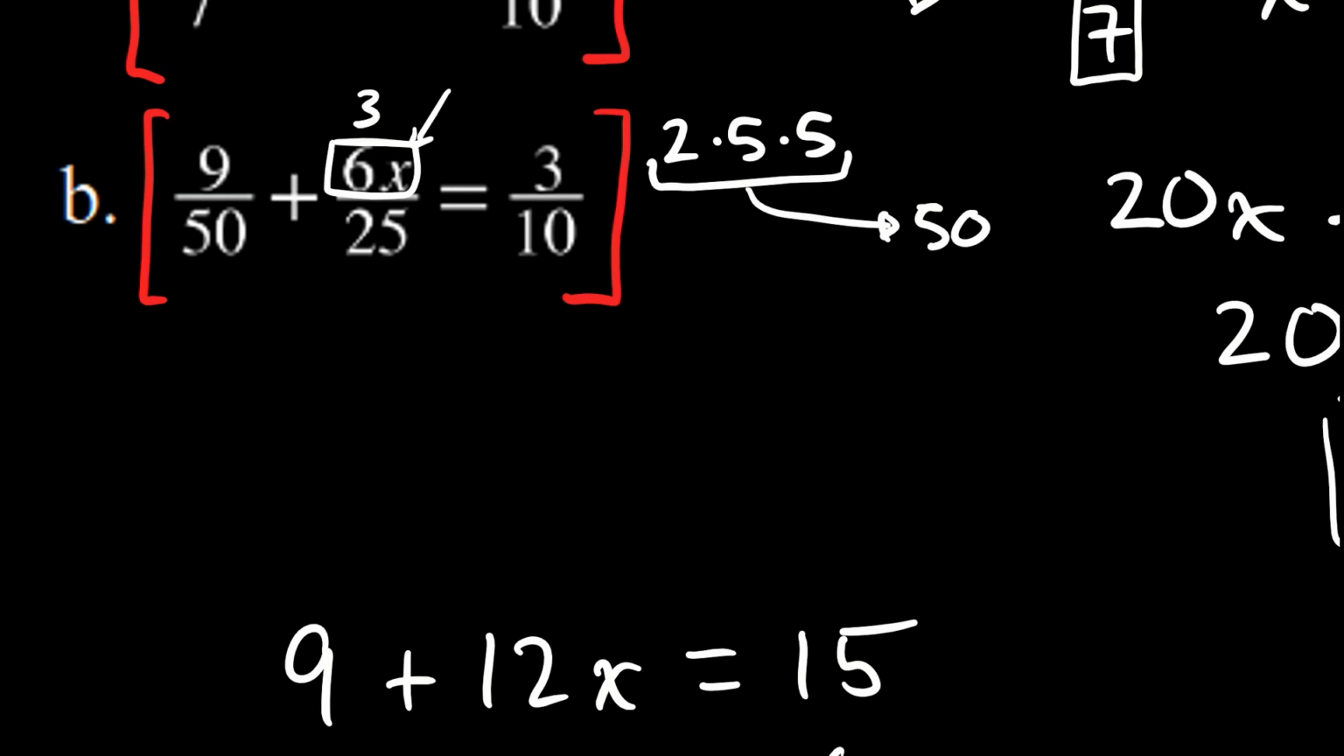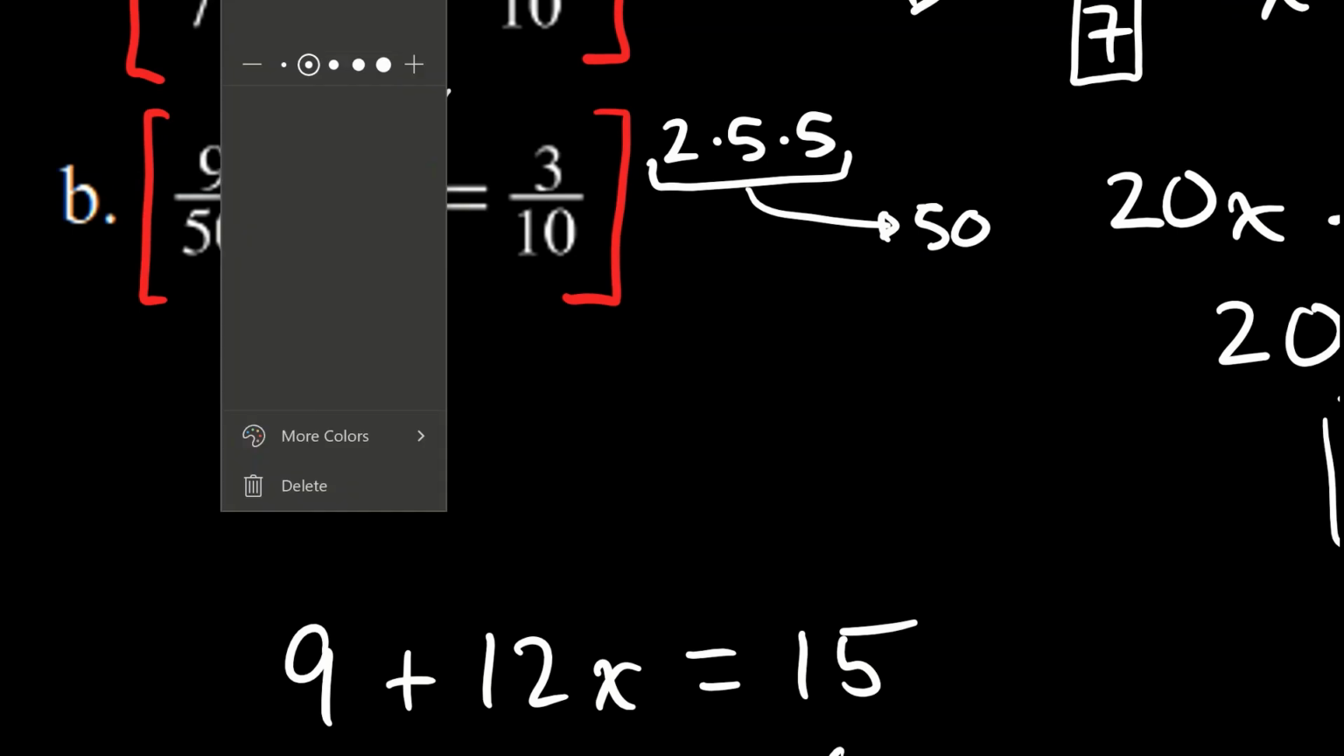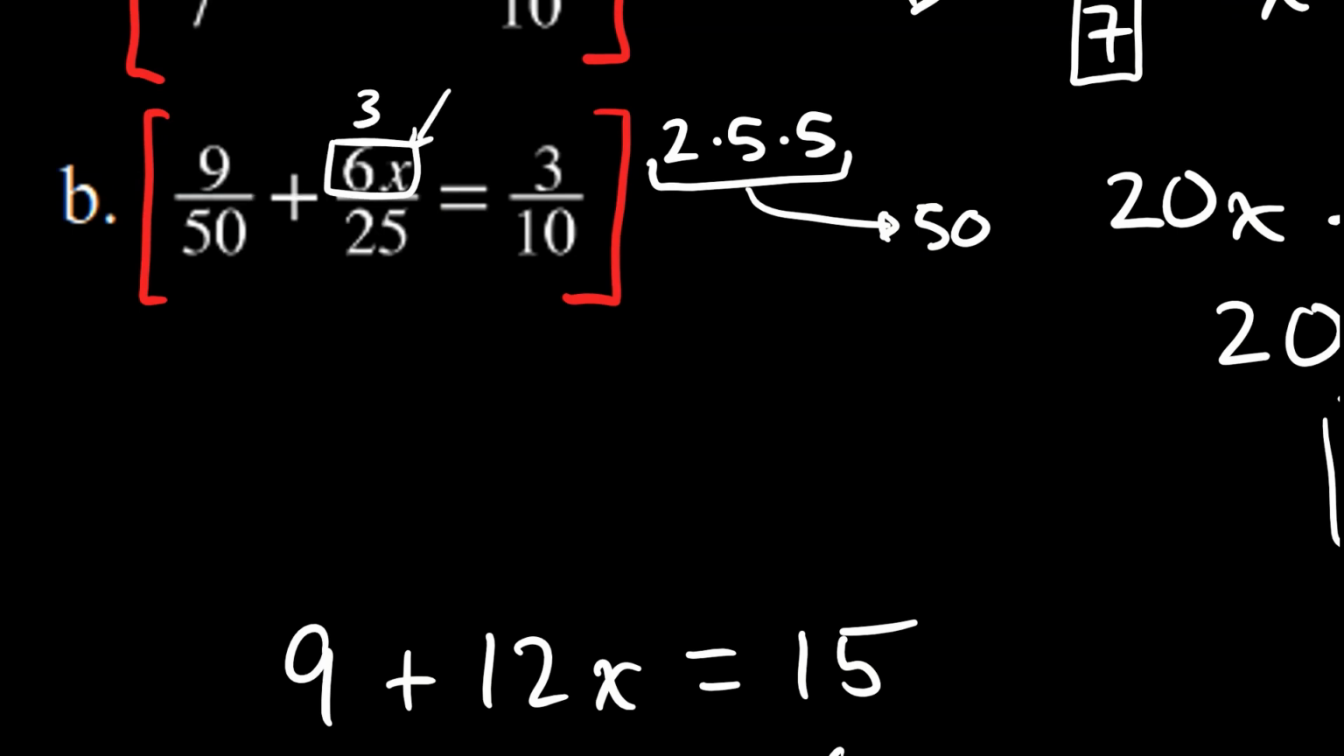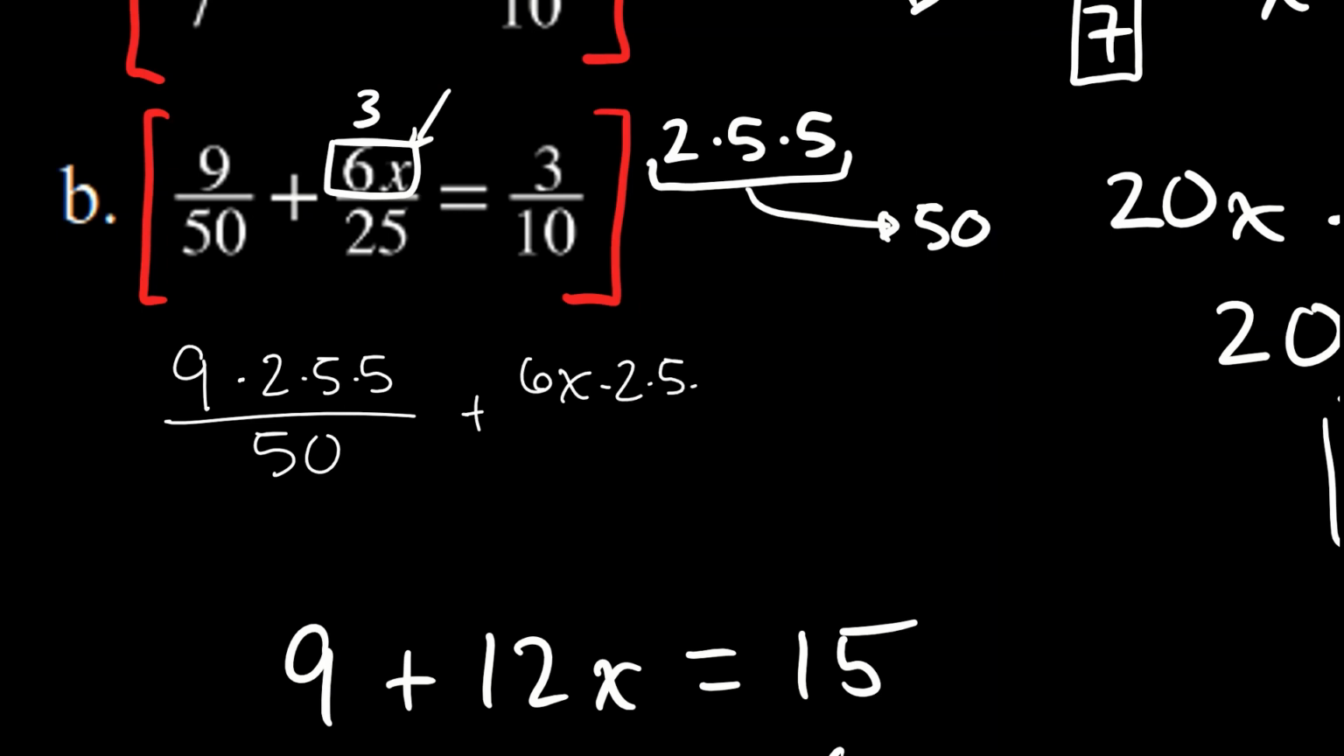So let me do this again. This pen's too big for this situation. Let me make the pen smaller. And I'm just going to write, so I've got a 9 times 2 times 5 times 5. That's 25 times 2. That's the number 50. Plus, I got 6x times a 2 times a 5 times a 5. That's the number 50 over 20.